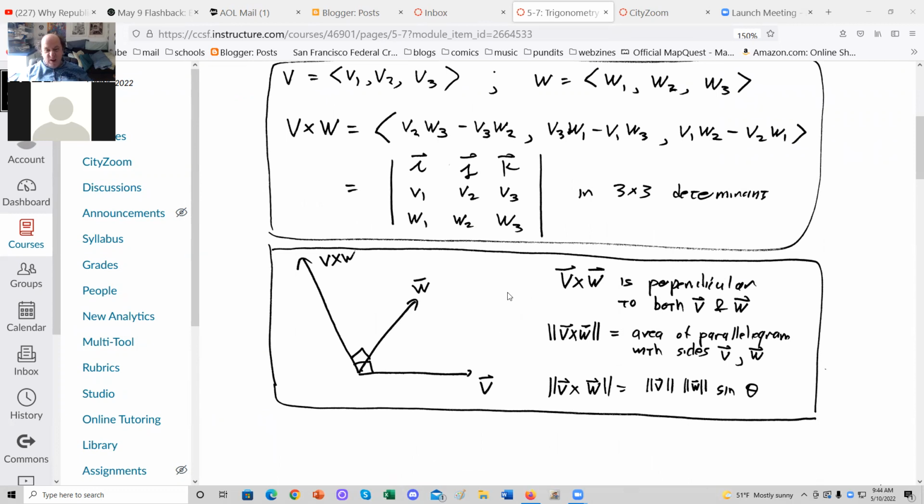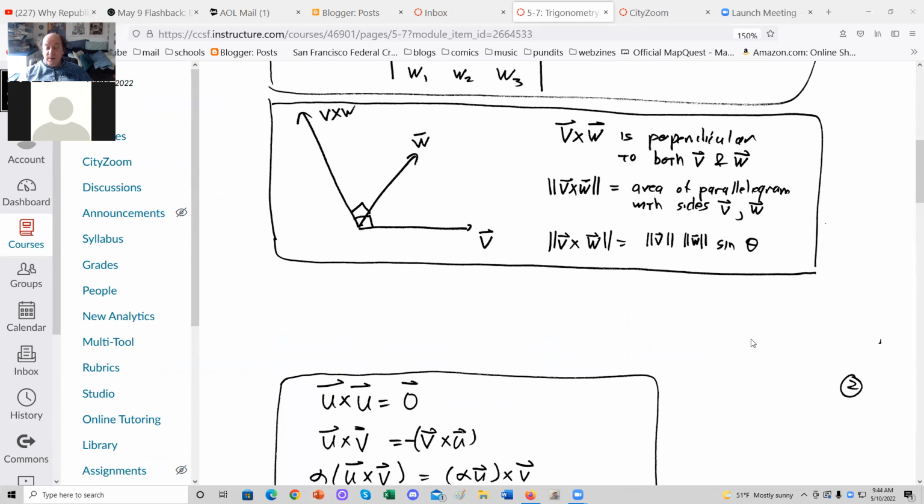One is that the cross product, V cross W, is perpendicular to both V and W in three-dimensional space. The length of the cross product is the area of the parallelogram that V and W span. And therefore, the length of V cross W is the length of V times the length of W times the sine of the angle theta between them. Sine rather than cosine, which is what you get for the dot product.